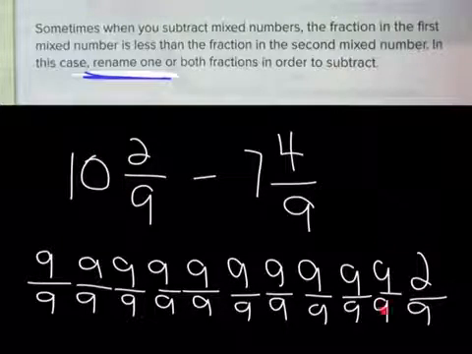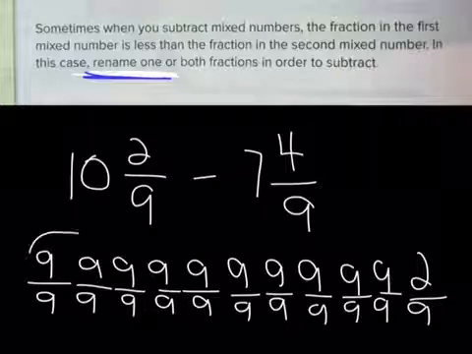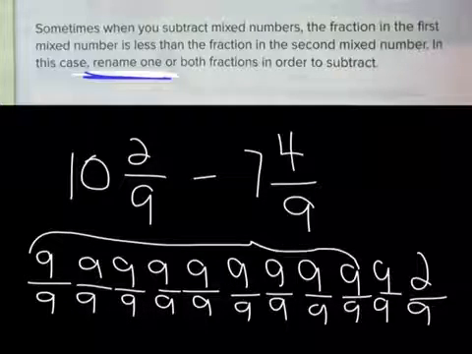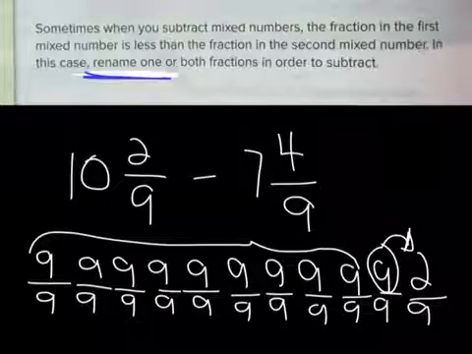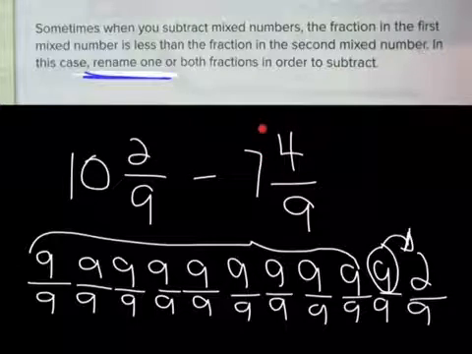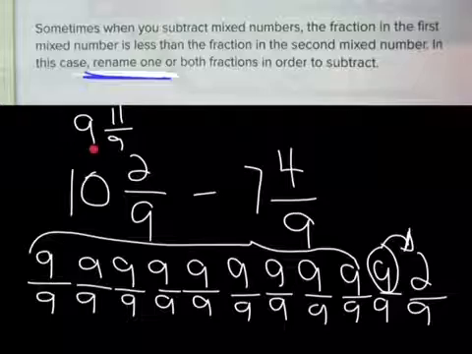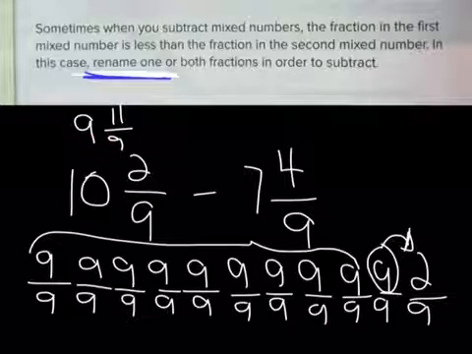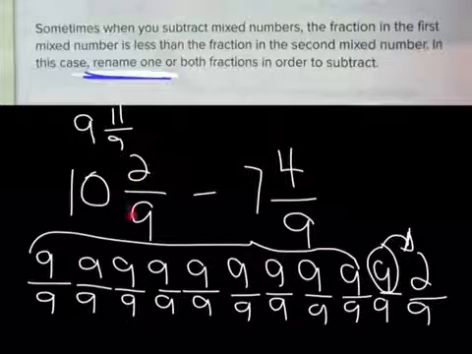Now I need to redistribute it. I need to only keep 9 of these, okay? And this one, I'm going to add it to this one and make it an improper fraction so that I have enough when I take away the 4. So it would end up looking like this: 9, and 11 ninths, okay? Because I took one of those 9 over 9 and added it to the 2, which brought it up to 11. So it's 11 over 9.